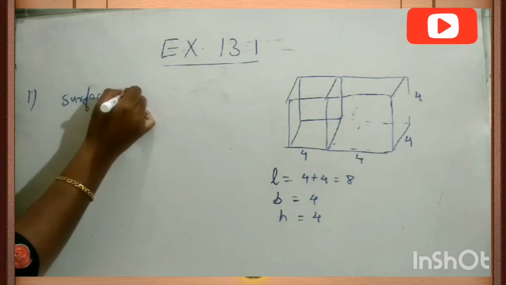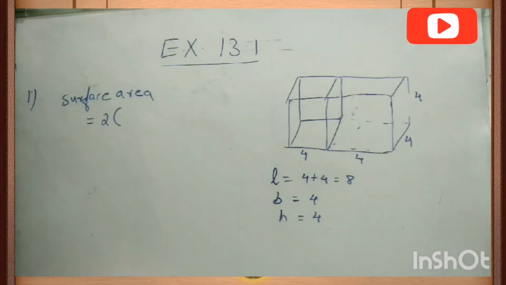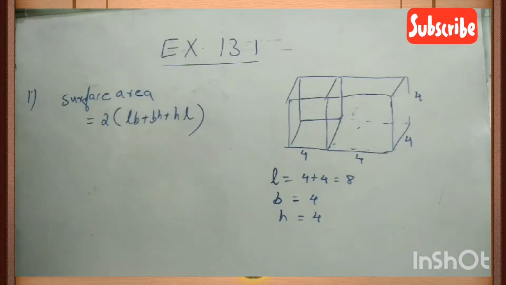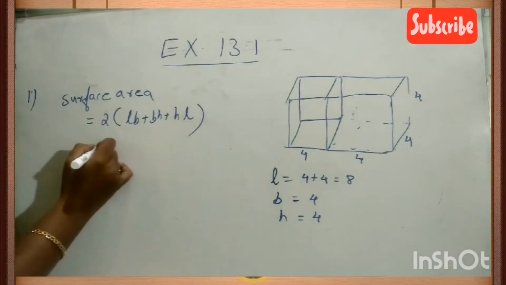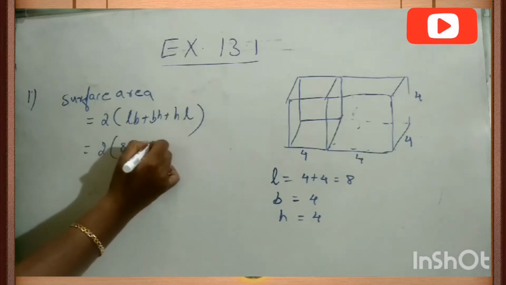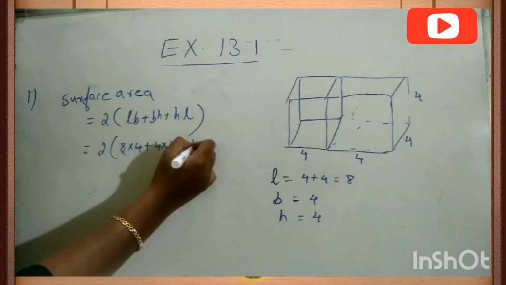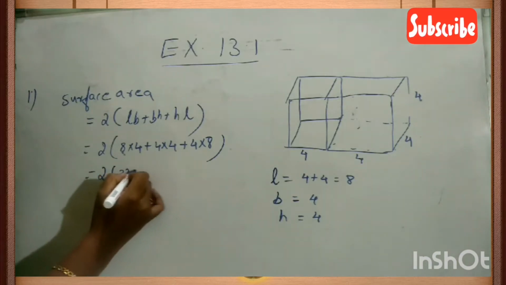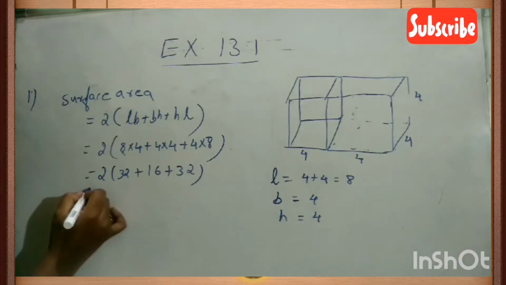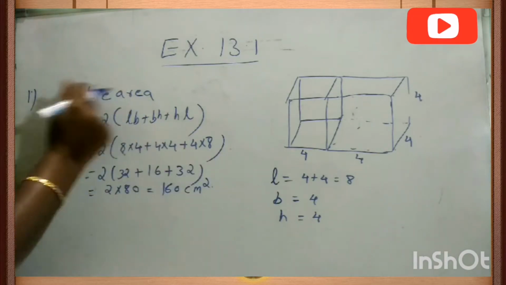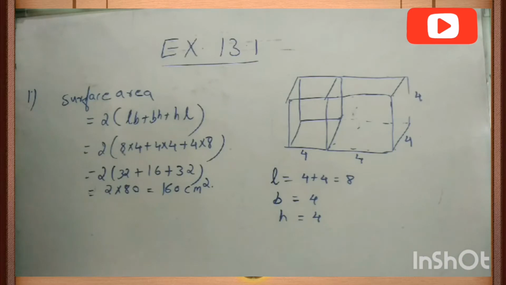Surface area is equal to 2 into, what is our formula to find the surface area of a cuboid? That is 2 into LB plus BH plus HL. And this is equal to 2 into, what is length? That is 8. 8 into 4 plus 4 into 4 plus 4 into 8. And this we will get as 2 into 32 plus 16 plus 32. That is equal to 2 into 80, which is 160 centimeter square. Since it is surface area, we will have the unit centimeter square.